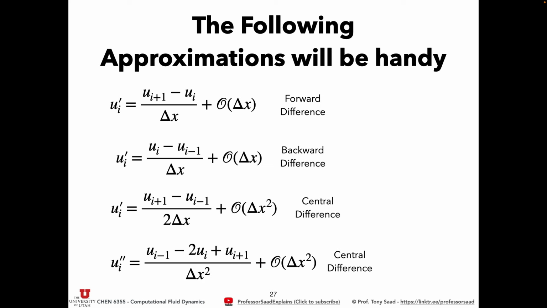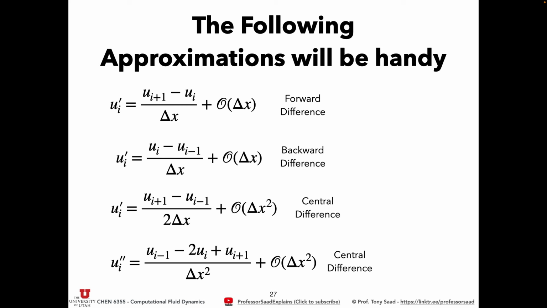I'm going to show you 4 approximations that we are going to use if we start coding today. The forward difference formula, where u prime uses i plus 1 and i. The backward difference uses i and i minus 1 for the first derivative. The central difference formula for the first derivative is u_{i+1} minus u_{i-1} over 2 delta x. Remember the spacing between the 2 points.